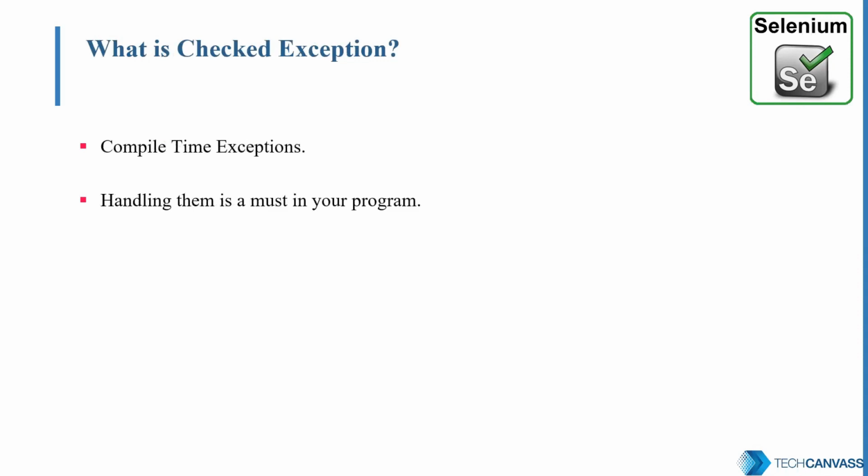Checked exceptions occur during the compilation of the program. Compiler checks to see if the exception is properly caught or not. Else the code does not compile. Programmer has to forcibly deal with such situations. So in precise, checked exceptions must be handled at the compilation time.